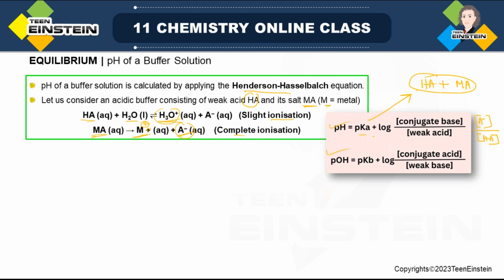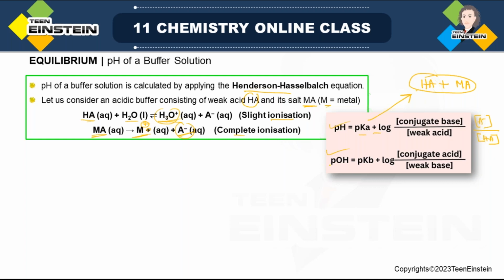Sometimes you will see that in some books, a negative sign is used in place of the positive sign. So in that case, you just have to reverse this. Then it will be concentration of HA first divided by concentration of A minus. But if it is a positive sign, first A minus divided by HA.